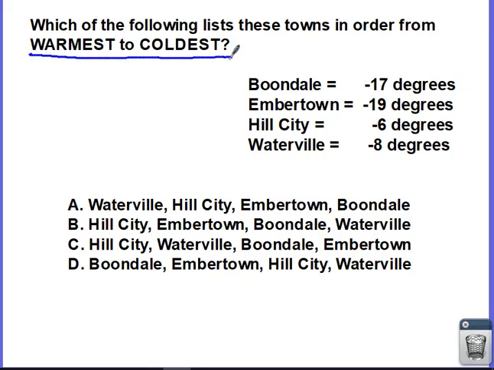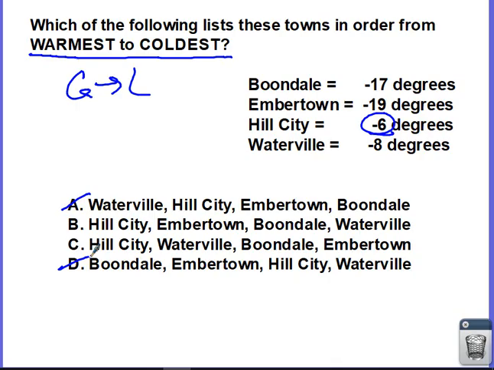So is that going to be least to greatest or greatest to least? Greatest to least. Very good. So I'm looking for which one is actually the warmest. Now, granted, to people in Texas, none of these are very warm. But we notice that the warmest is actually the -6. So Hill City is going to be the one that we start with. So that means I can automatically eliminate A and D.